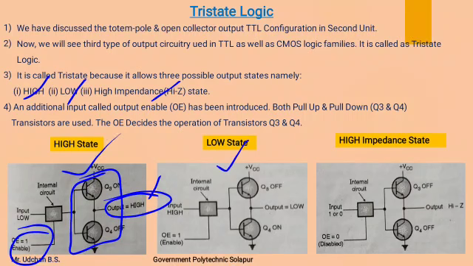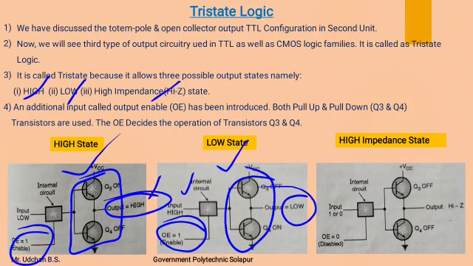Next we will see a low state, that is, at the output we will get a logic 0. In this also the OE bar pin is connected to logic 1 so that the input can occur at the output side. To get a low state we apply a high input, and as this circuitry operates as an inverter, we will get a low output at the output terminal. Now next is the high impedance state, in which the OE bar pin is 0.